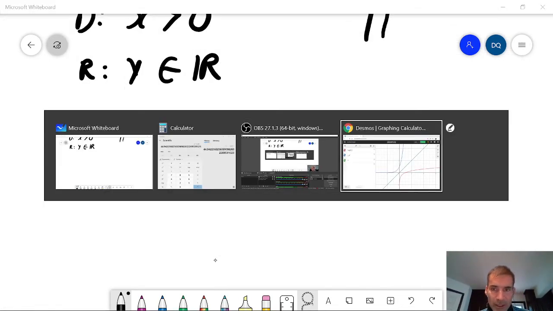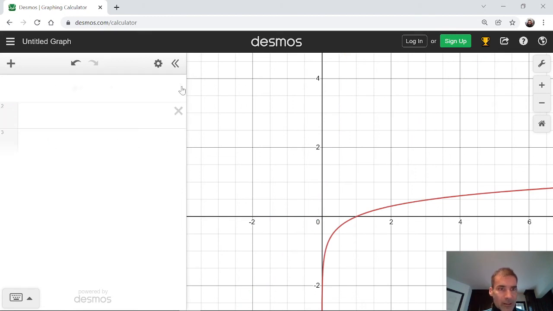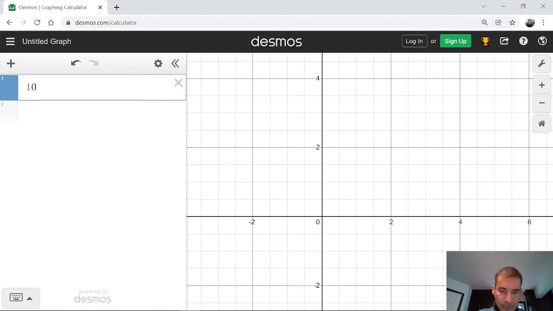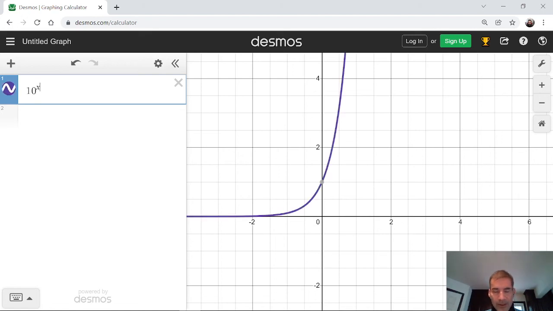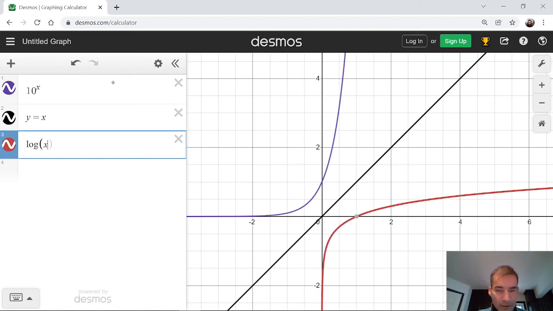I'll just show you quickly on Desmos, putting all of this together. So if I've got 10 to the x, it looks like this. And the line y equals x is here. And the mirror image across that line would go, you can see the cursor here, it would make its way up. And that mirror image is the base 10 log of x.